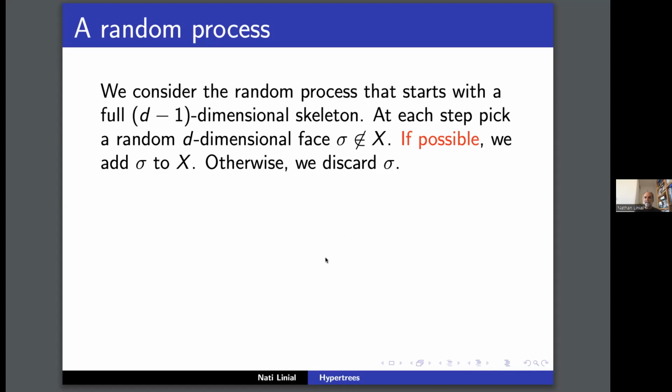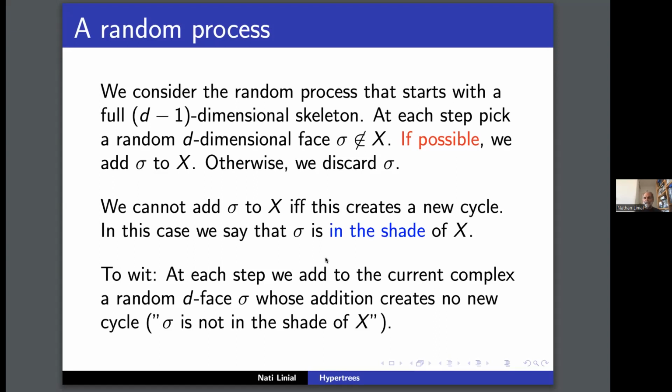What's possible? Previously, a new edge was ruled out if it closed a cycle, and we do the same thing. Closing a cycle means that I've created something in the cycle space, the kernel. And here I do the same thing: I add a face only if it doesn't create anything in the cycle space.